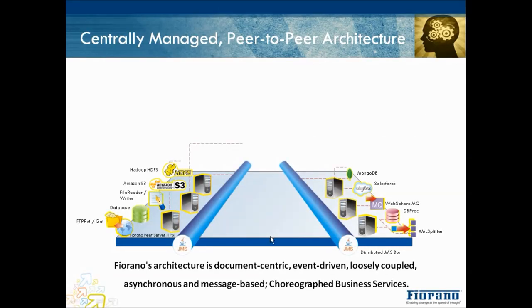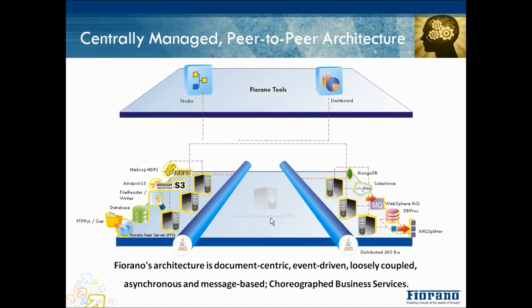This diagram illustrates the Fiorano ESB architecture. The major components of the platform are enterprise server, peer servers, microservices, and tools. Fiorano has a peer-to-peer cloud-ready architecture. It consists of a federation of peer servers and one enterprise server.